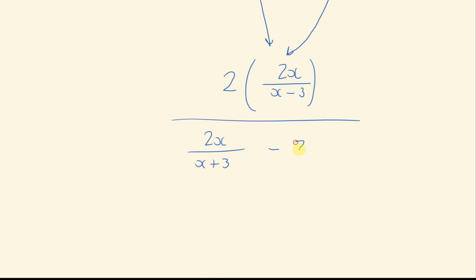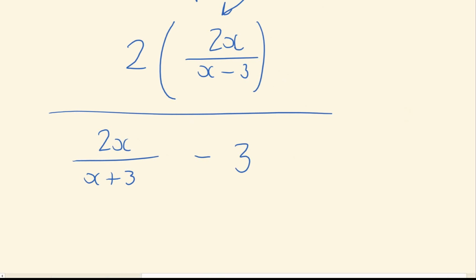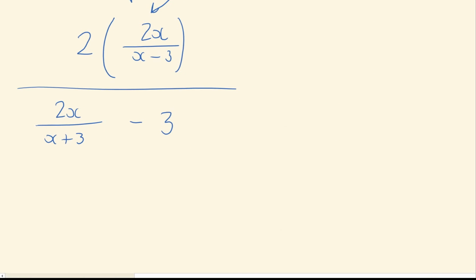With a minus 3 at the end. And again, just like before, we need to clean this up. So first step is going to be to expand out the brackets on the top. If we've got 2 times 2x, that will just give us 4x. Remember 2 is 2 over 1, which means my denominator will not change.